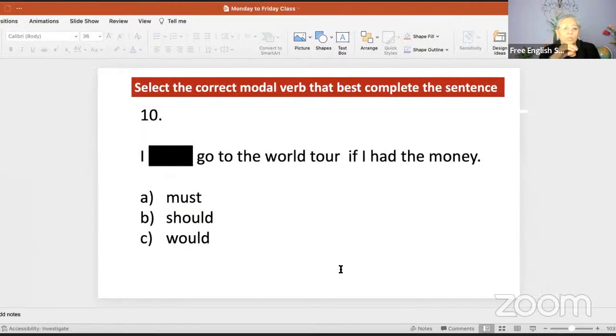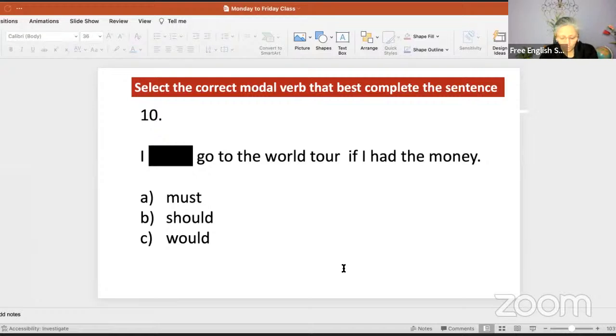I blank go to the world tour if I had the money. If I had the money, I blank go to the world tour. ये तो बहुत होता है ना, अगर मेरे पास पैसे होते तो मैं ये करता, अगर मेरे पास इतने पैसे होते तो मैं ये करता. Right, it's very common.